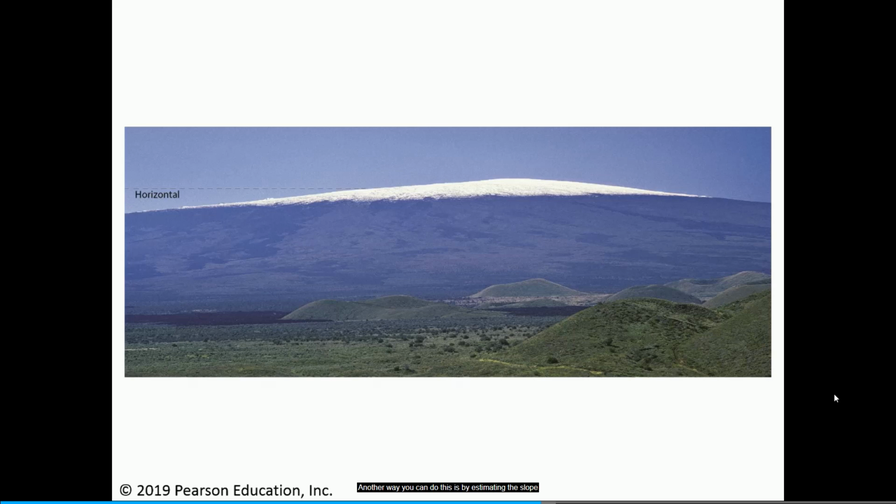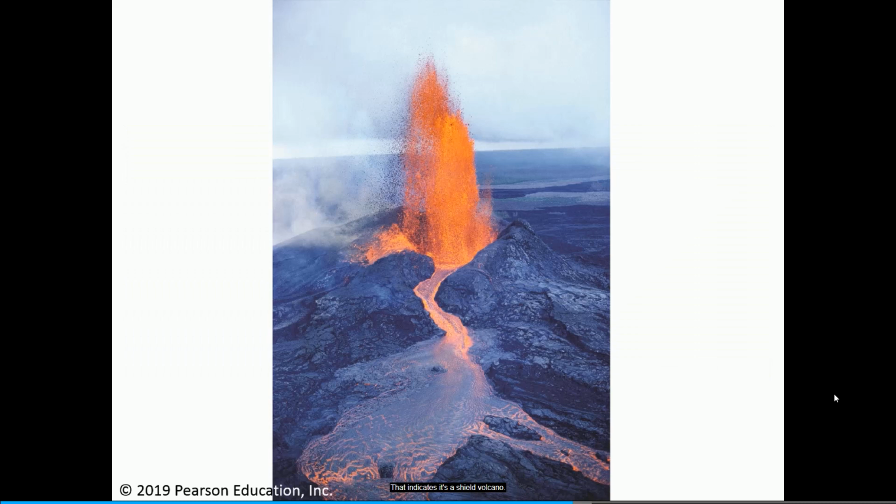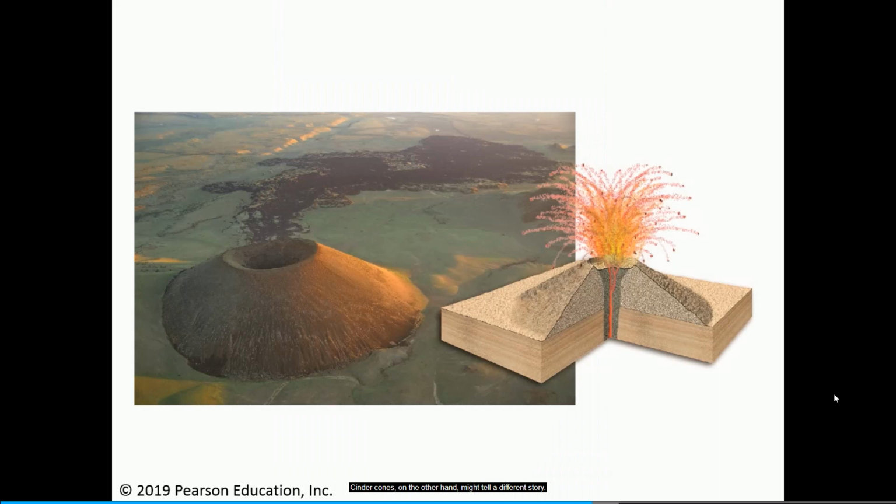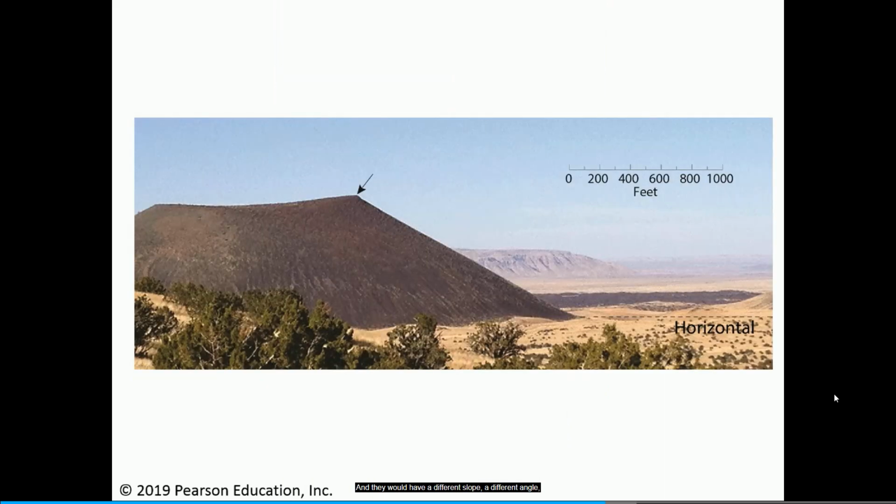Another way you can do this is by estimating the slope of the side of a volcano. Here, Mauna Loa has a relatively shallow slope, only a few degrees away from horizontal. That indicates it's a shield volcano. It's going to be made out of runny, effusive lava that's mafic in composition. Cinder cones, on the other hand, might tell a different story, and they would have a different slope, a different angle from horizontal down to the ground.